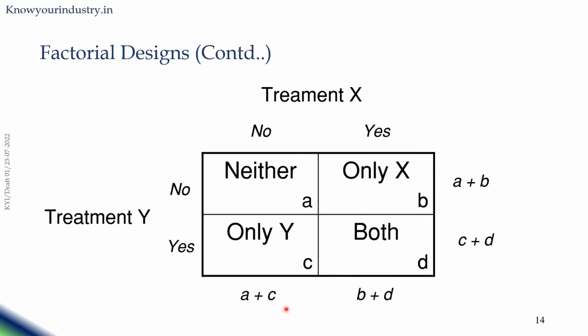Another one is the combination of different treatments, where in one you can see A plus C is given, another one B plus D is given, another combination C plus D is given, another combination A plus. This is how the factorial designs are being used for the different studies.